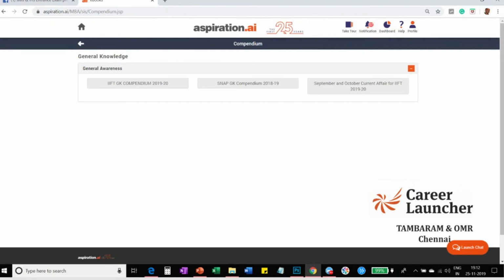Another thing that you should definitely go through for general awareness is the IIFT GK Compendium 1920. This is available in your Compendium area. Please go through and make sure that you read this once. Don't mug up anything, but read through it so that you are familiar with the current affairs and a little bit of economics and trade as well.